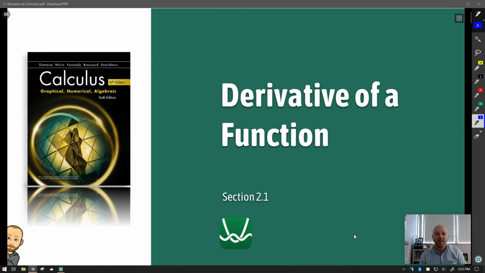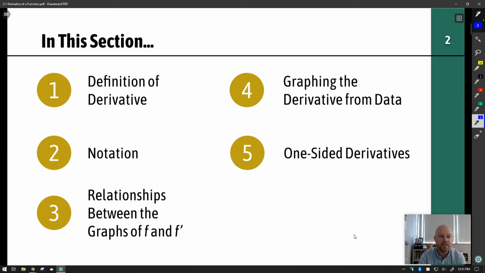All right, we start here with chapter 2 and section 1. We're going to define the derivative of a function. So in this section, we're going to see the definition of derivative. We're going to see notation for derivative. We're going to see the relationships between the graphs of f and a function f prime. We're going to graph the derivative from data, and we're going to see what one-sided derivatives are.